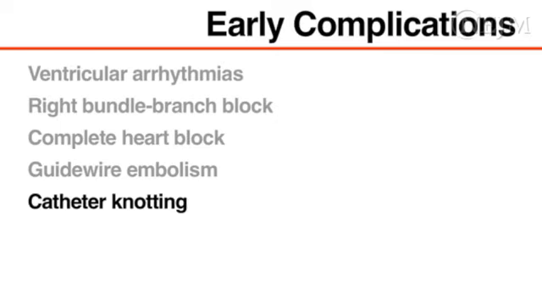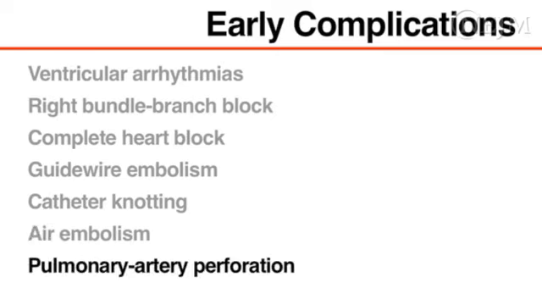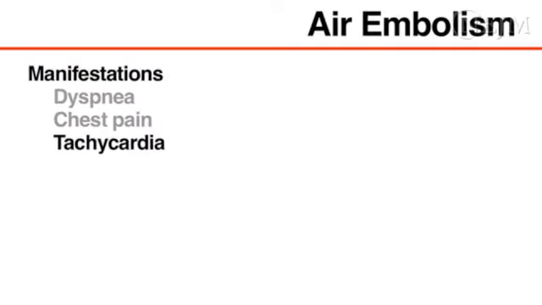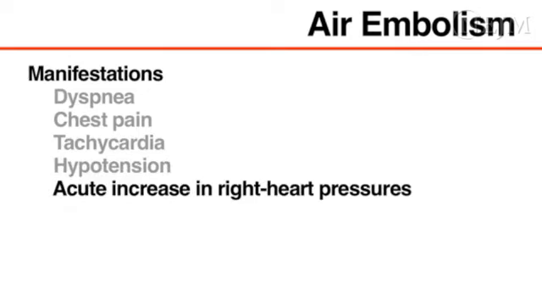Two final complications, also the most dangerous, include air embolism and pulmonary artery perforation. Air embolism may occur if the ports of the catheter are not properly flushed with saline before the procedure, or if the saline-filled tubing becomes disrupted. Manifestations include dyspnea, chest pain, tachycardia, hypotension, and in some cases an acute increase in right heart pressures.